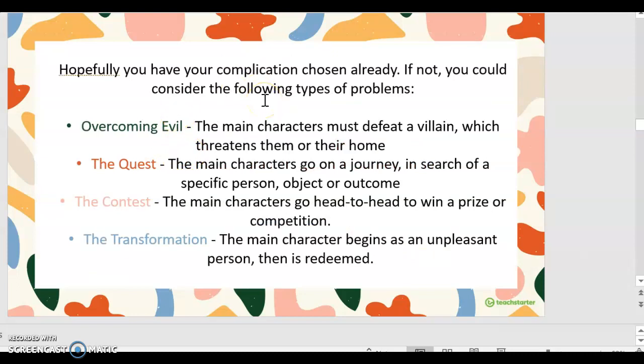Now, if you haven't chosen a problem, here are some options which I went through last week. So overcoming evil, a quest or a journey, a contest, or a transformation. In my story, I would say that it's a bit of a quest where they're going on a journey, but it's also overcoming evil.